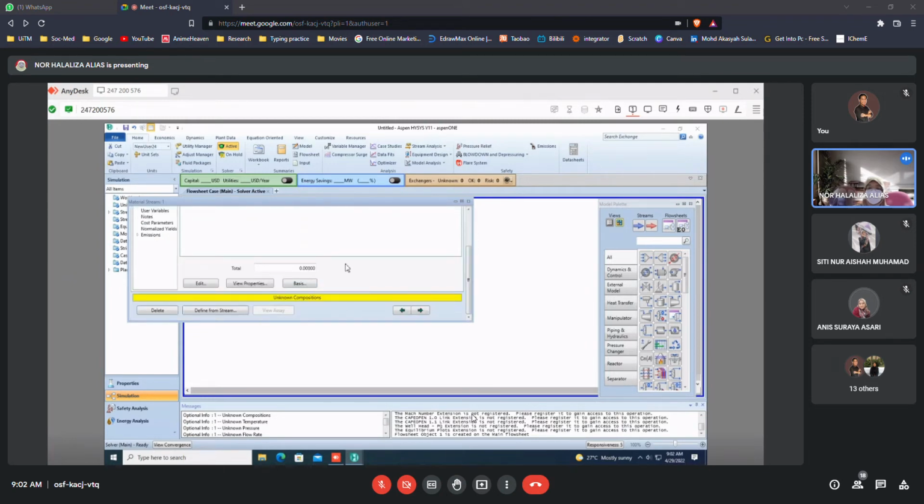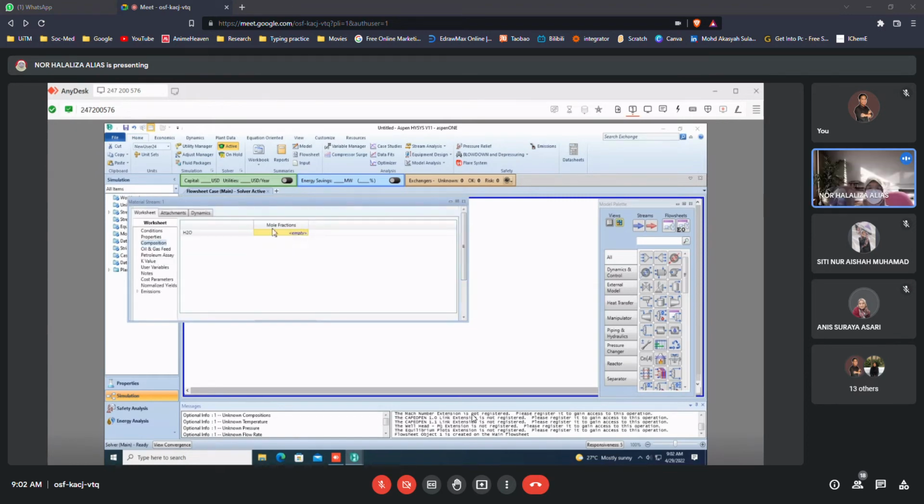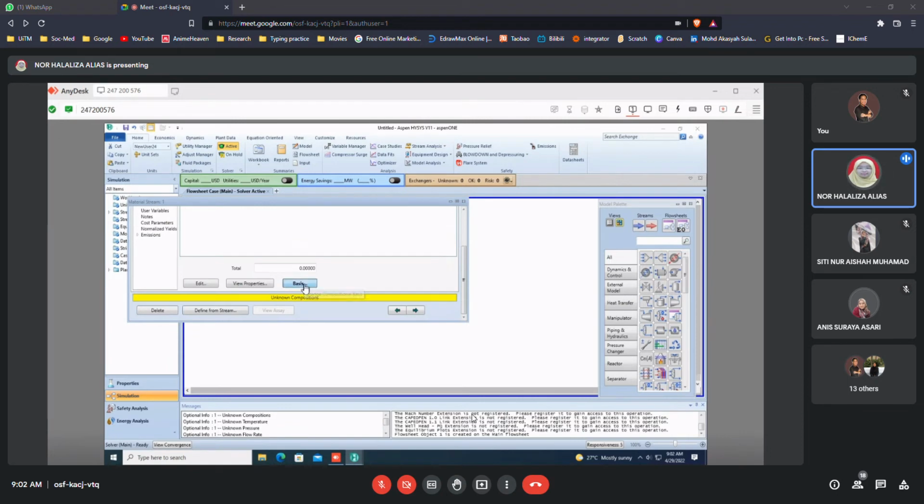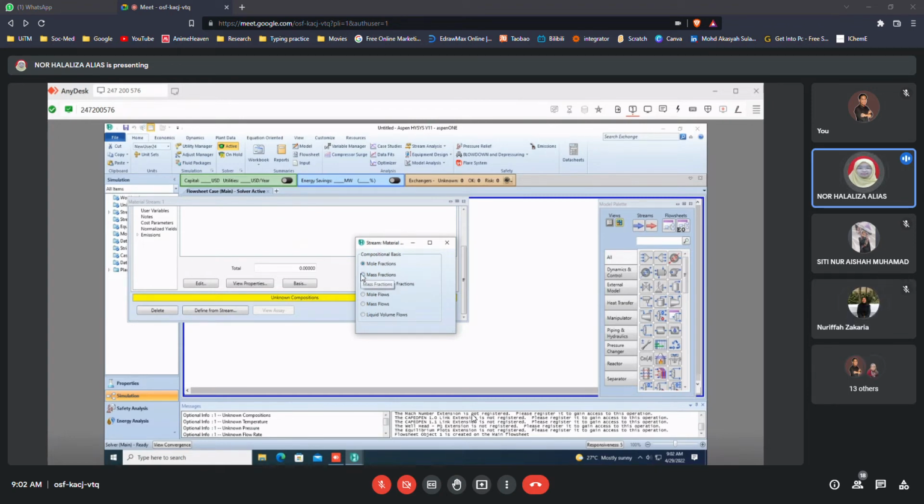to mass basis. So how to change the basis? Because this one is mole fraction, I want to change to mass fraction. So how to change? Go to basis. Okay, so we have many options here: mole, mass, mole flow. So we will choose mass fraction. Okay class, are you following? Yes, Doctor. Okay, so I choose mass fraction, and then I close.